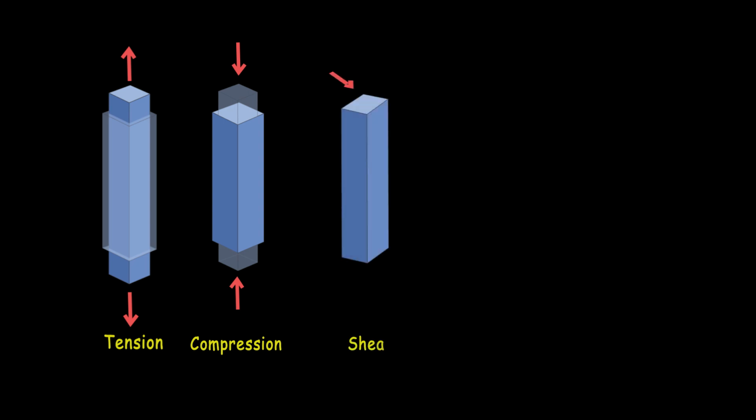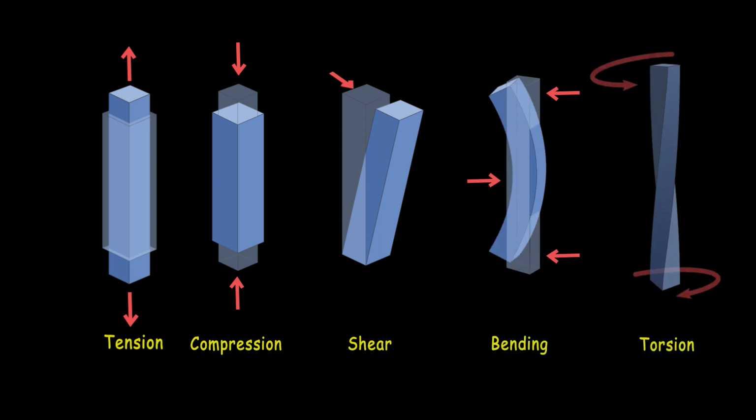We can pull or compress the scaffold, which is called tensile and compressive stress respectively. They're called normal stress because the force we apply is perpendicular to the cross-section. However, the force can be parallel to the cross-section, which is called shear stress. Some stresses can be more complex when you bend or twist your scaffold, which we're gonna talk about at another time. As you can see, the stress can cause deformation in our scaffold.